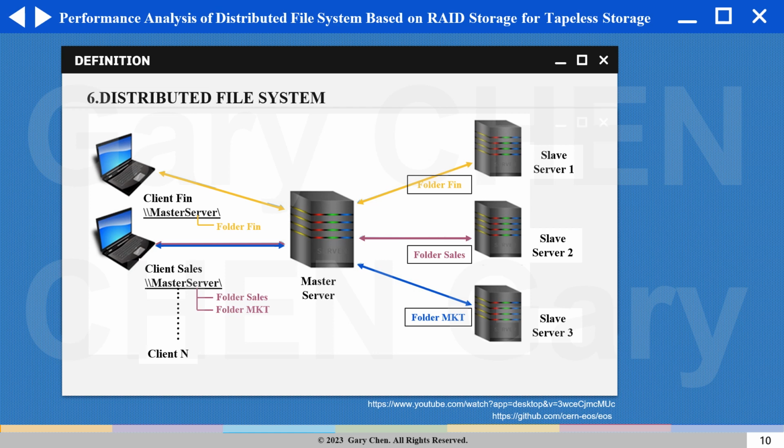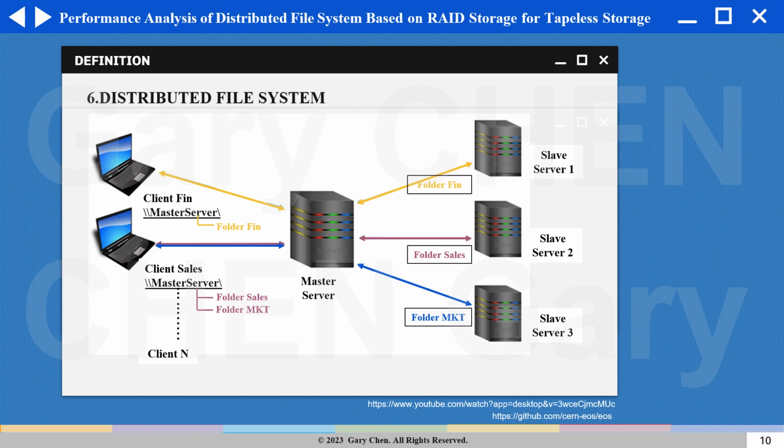Third, authorization by master server. Upon receiving the request, the master server performs permission verification to confirm whether the sales client has the right to access the target folder. If permissions are correct, the master server determines the slave server responsible for managing the target folder sales.